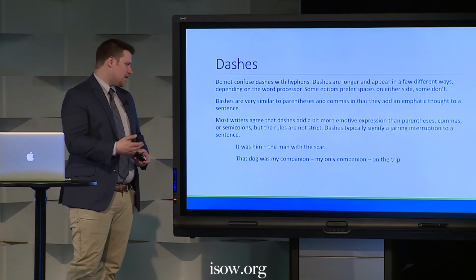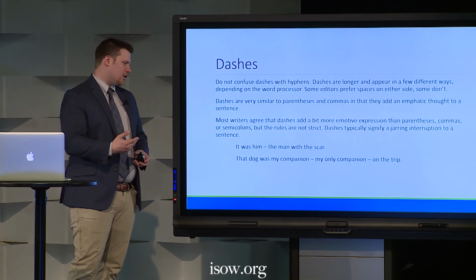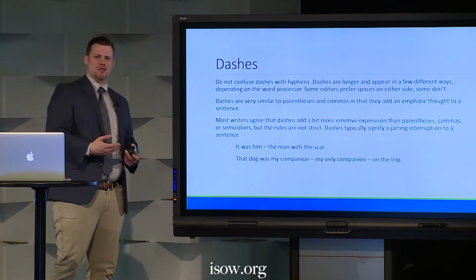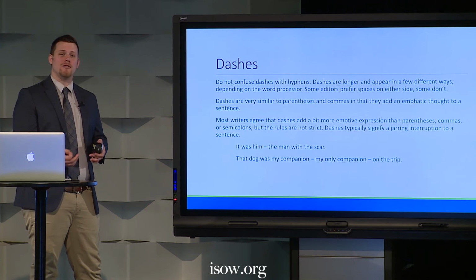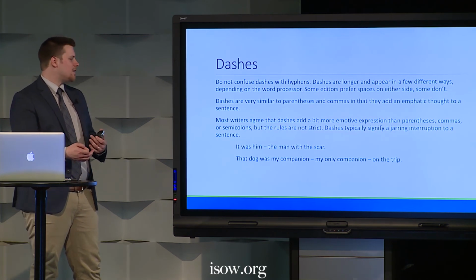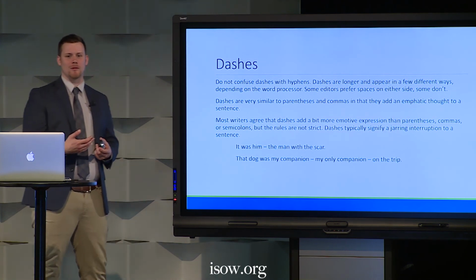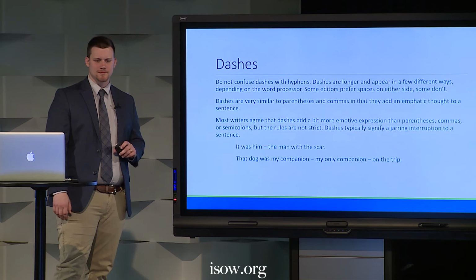So you might say, it was him, the man with the scar. Or you might say, that dog was my companion, my only companion on the trip. So you see how that's a little bit more of a jarring interruption. You really want to drive home that this is an important point. That dog was my companion, my only companion. So you're saying it with a lot more emotion, a little bit more emotive than commas.